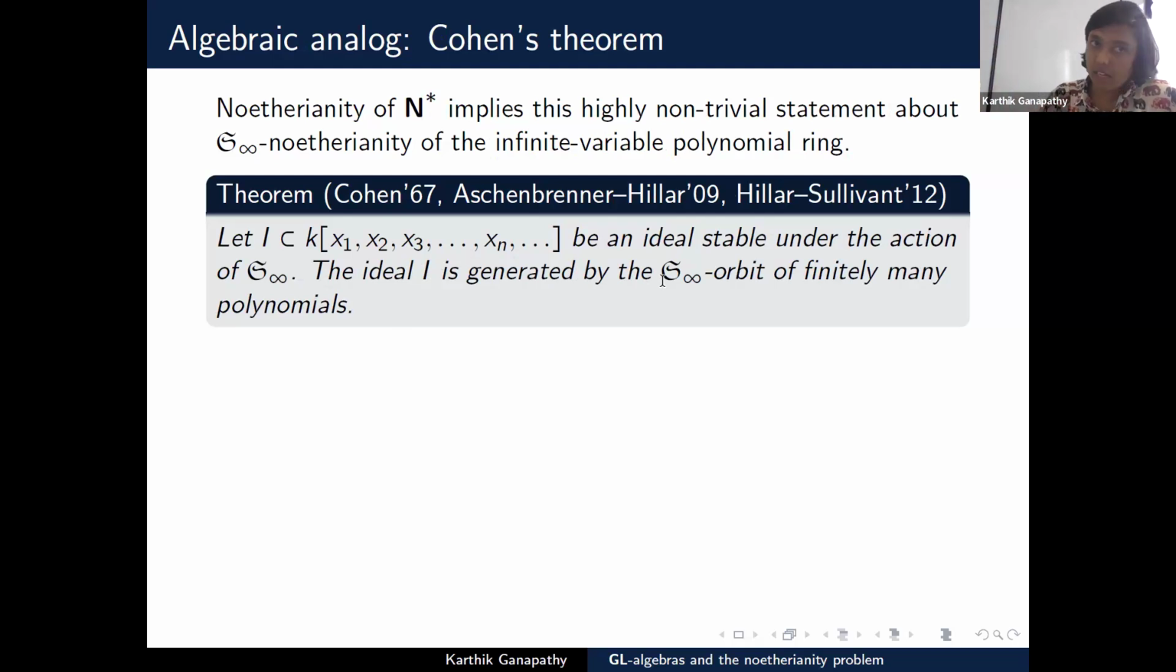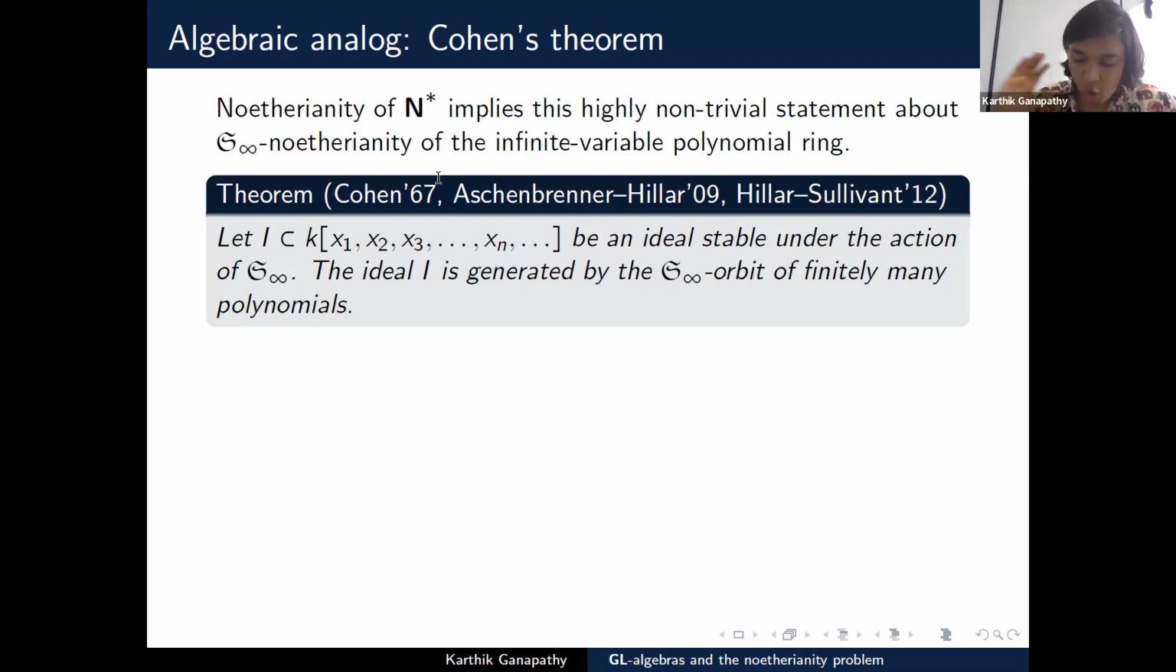So hopefully the statement is clear. For example, if you take the maximal ideal x1, x2, x3, and so on, it's generated by x1 and its orbit under the symmetric group. So this is a fairly important result and rediscovered a few times as well.